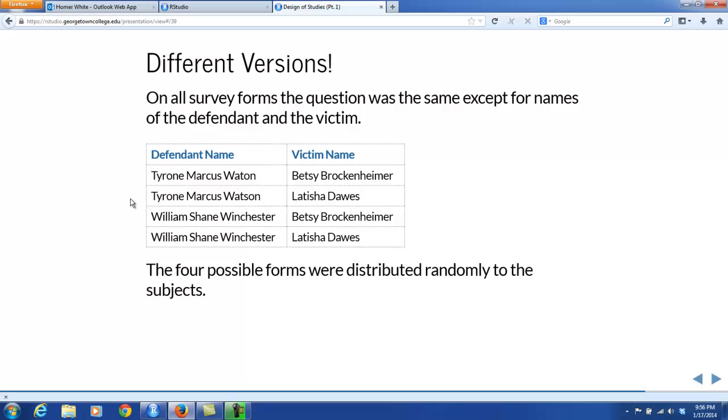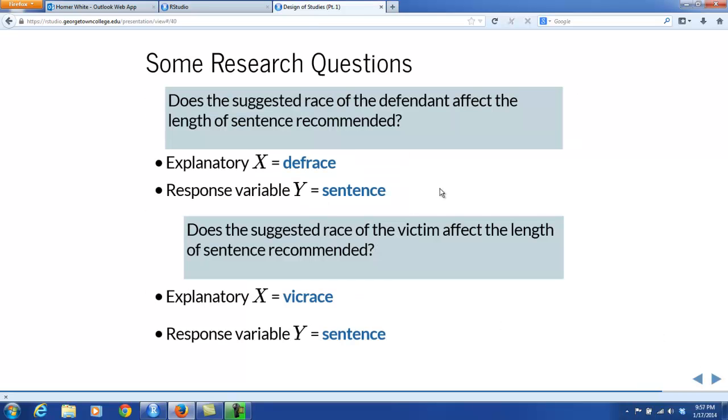After all, the name Tyrone Marcus Watson suggests a black male. On the other hand, the name William Shane Winchester, well, that's about as white and country music channel as you can get. Betsy Brockenheimer, that name has kind of a Germanic ring to it and suggests a white person, and Letitia Dawes suggests a black female. So actually, another variable in the study, besides sentence, was def race, defendant's race, and it had the value black or white. Really, the suggested race, black, and the suggested race, white.